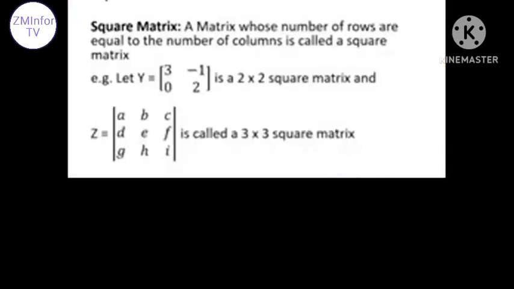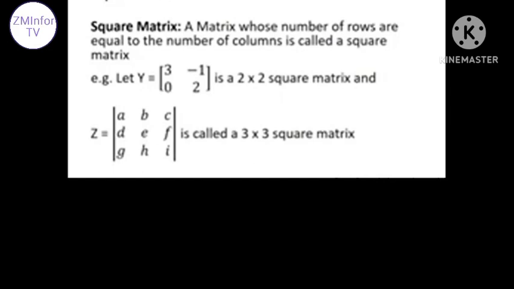Square matrix. A matrix whose number of rows is equal to the number of columns is called a square matrix. For example, let Y equal 3, minus 1, 0, and 2. If you observe this matrix clearly, it has 2 rows and it also has 2 columns. Therefore, the number of columns is the same as the number of rows. Therefore, this is called a 2 by 2 square matrix.